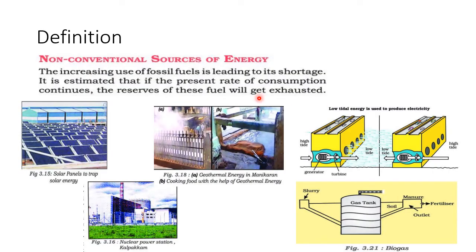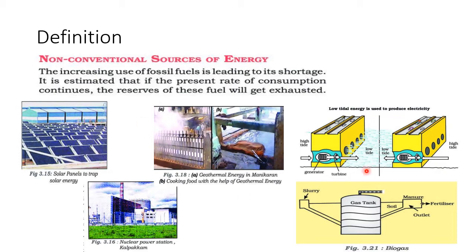What is non-conventional? Anything that has not been in common use, or anything which is going to be offbeat kind of resource. Even a potato, for an example, if you can produce electricity out of it, will be a non-conventional source of energy.